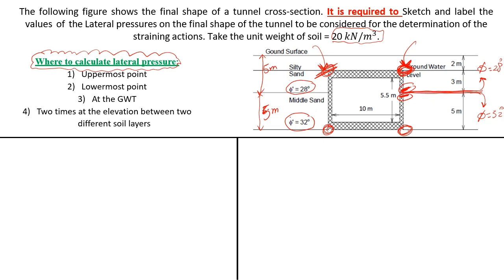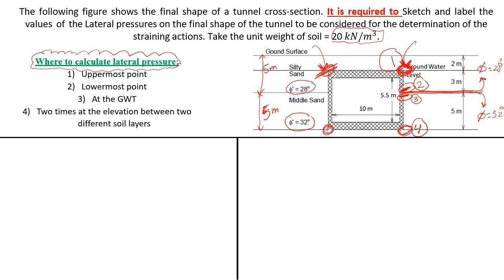So in our example, you have 4 points. This is point number 1, at the uppermost point or at the groundwater table. It represents both of them. And at this elevation, which lies between two different soil layers, you have 2 points: point number 2 just on the top of it, and point number 3 just below this line. And the final point, which is your lowermost point of your retaining structure or of your underground structure, will be point 4. So you have 4 points. You have to calculate your lateral earth pressure 4 times.